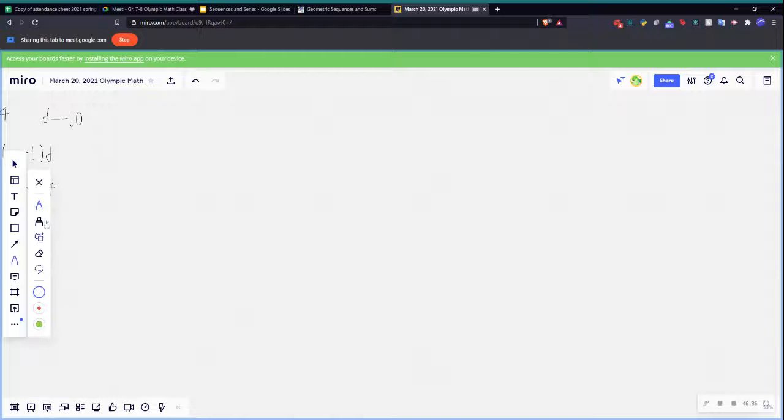Okay, so let me rewrite that formula. The sum of a geometric series, for a geometric sequence, a geometric series. Usually we put a in the numerator with 1 minus r to the n, and that's all divided by 1 minus r. So remember, this is a formula for a geometric series.